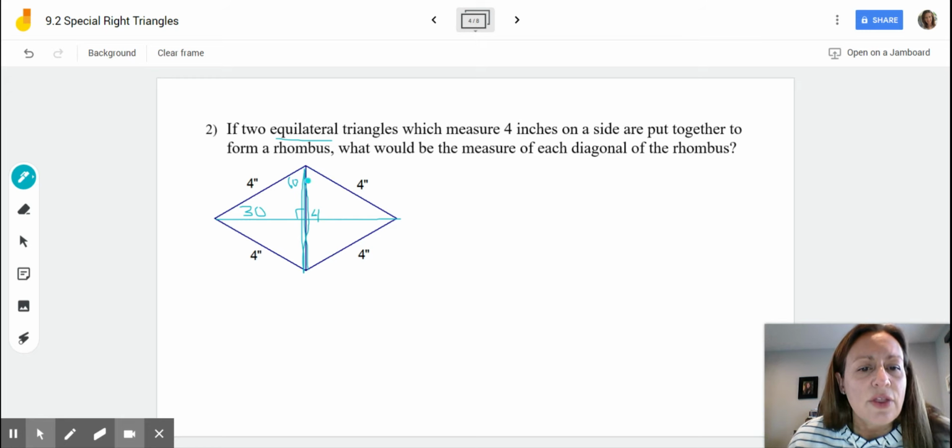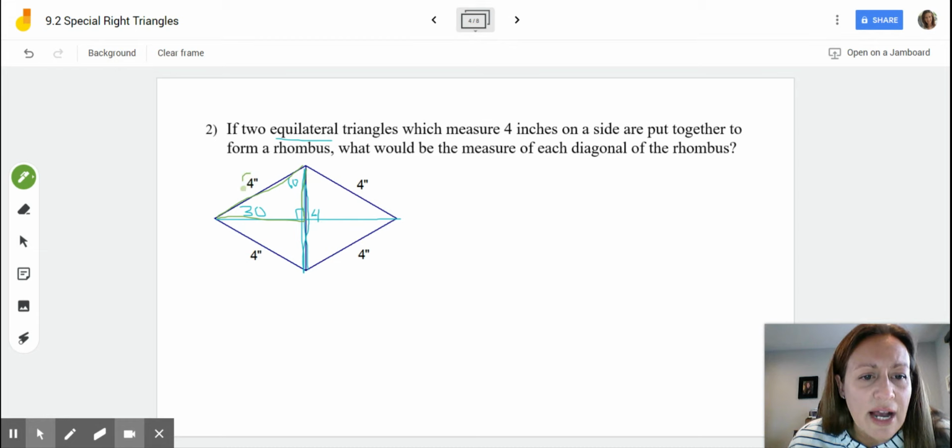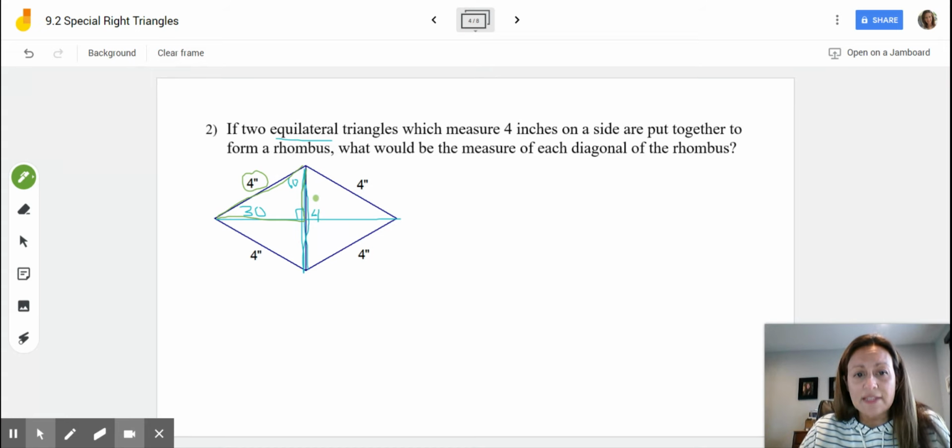Okay. So if we just focus, I'm going to change colors here. If we just focus on one of these little right triangles, the hypotenuse is 4. The relationship between the hypotenuse and the short leg is that the short leg is half of the hypotenuse. That would be 2. Well, that makes sense because this whole diagonal was 4, so that equaling 2 makes sense.